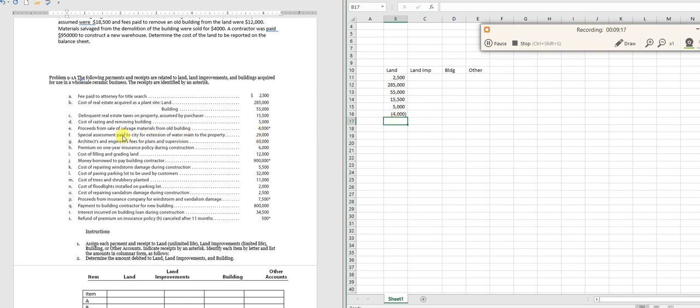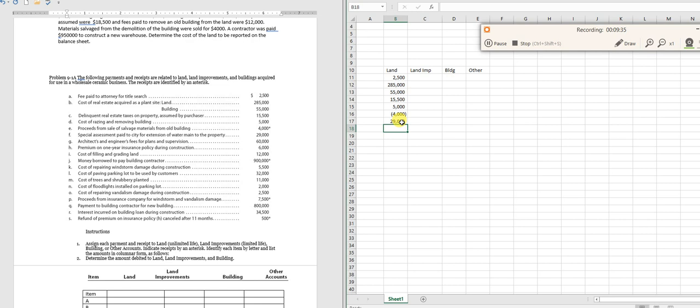Special assessment paid to the city for extension of water main to the property. That's added to the cost of the land. The water main is actually owned by the city, so this special assessment is in essence a real estate tax paid to get that water main extension.